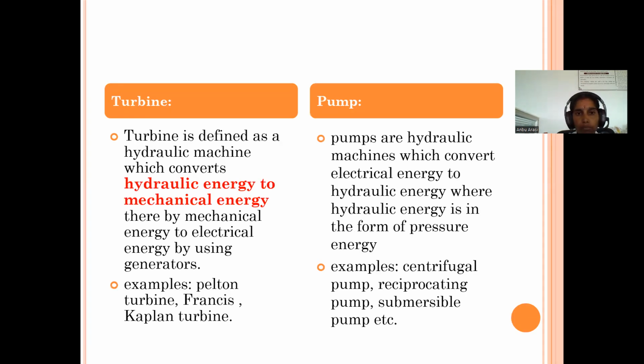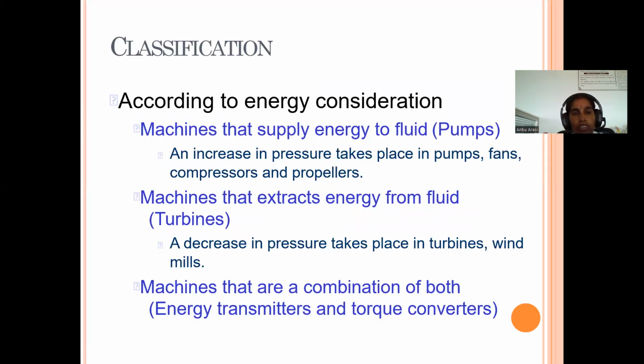Differentiate between turbine and pump. A turbine is a hydraulic machine which converts hydraulic energy to mechanical energy, and then mechanical energy to electrical energy by using generators. Examples: Pelton turbine, Francis turbine, Kaplan turbine. Pumps are hydraulic machines which convert electrical energy to hydraulic energy, where hydraulic energy is in the form of pressure energy. Examples: centrifugal pump, reciprocating pump, submersible pump.